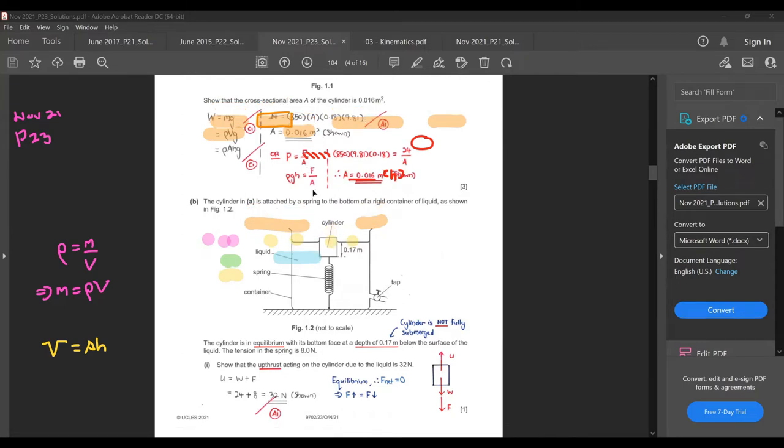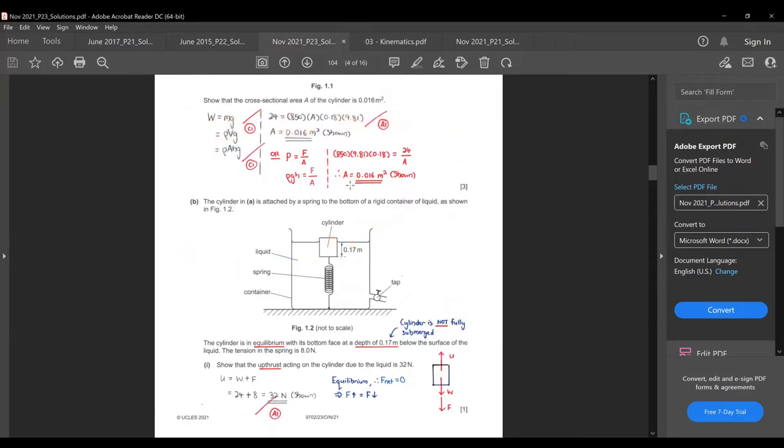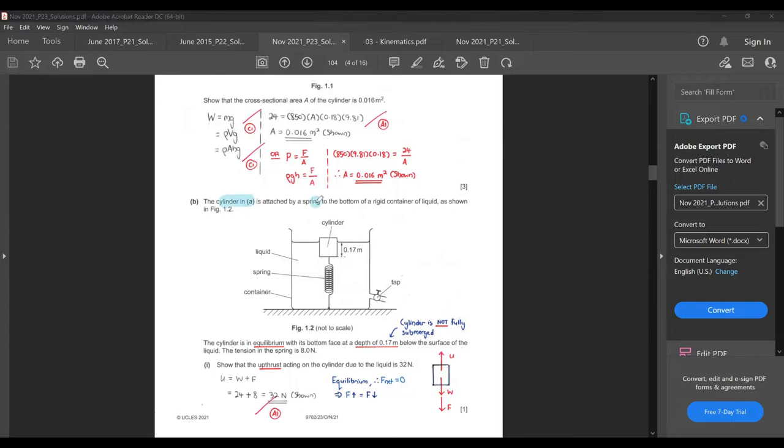If we look at part B, they tell you that the cylinder you have in A is attached by a spring to the bottom of a rigid container of liquid as shown in figure 1.2. The cylinder is in equilibrium with the bottom face at a depth of 0.1 meter below the surface of the liquid. The tension of the spring is 8 newtons. Now show that the upthrust acting on the cylinder due to the liquid is 32 newton.